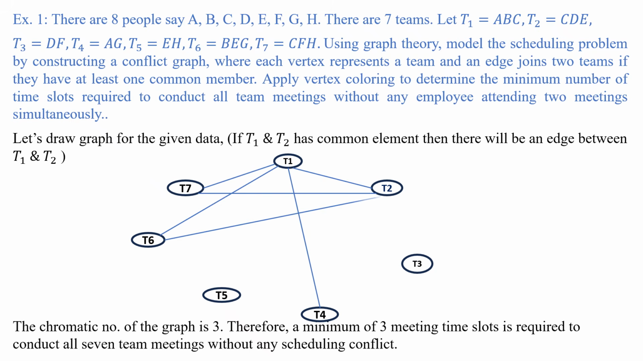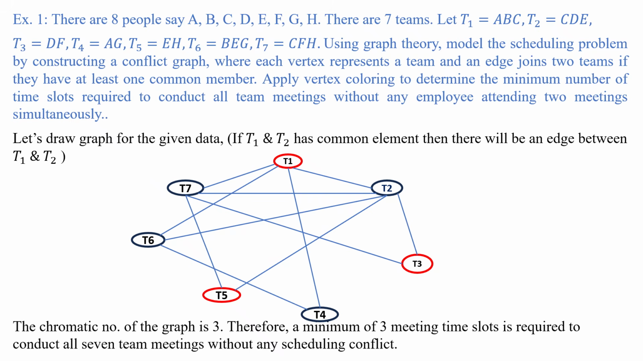So now T2 is connected with T1, T7, T6, T5 and T3. T3 is connected with T2 and T7. T4 is connected with T1, T6. T5 is connected with T7. T6 is connected with T1, T2, T4. T7 is connected with T1, T2, T3 and T5.